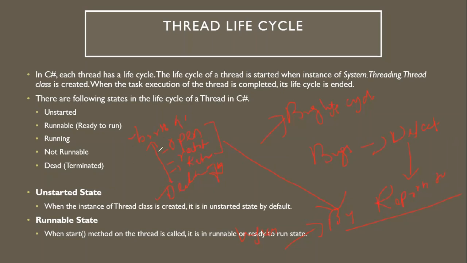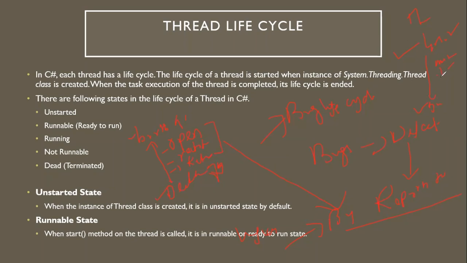It's the same thing that is followed with your thread. So thread will also take a birth, and it will also die sometimes. So when does it take birth? When you create an instance of the thread class. When does it die? When the thread execution completes. So between this birth and death of a thread, you have different states. For example, unstarted state. That means you have created an instance of the thread class. So it is called unstarted state.